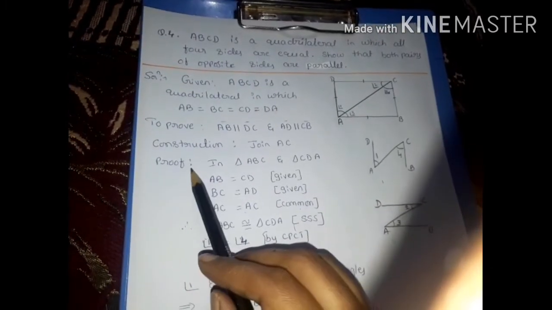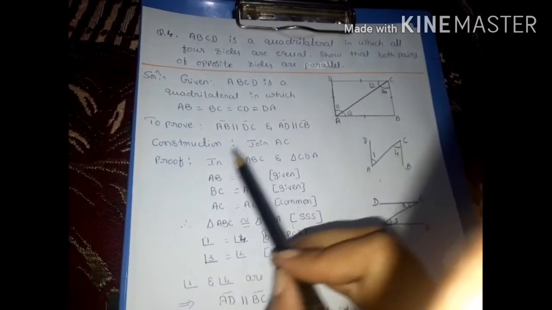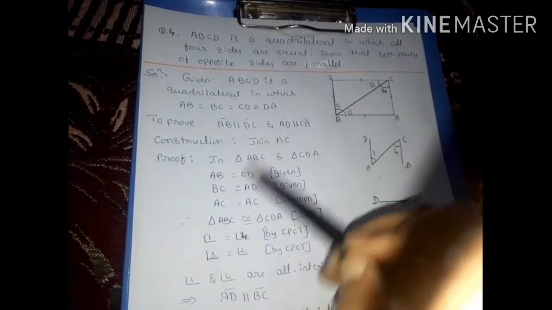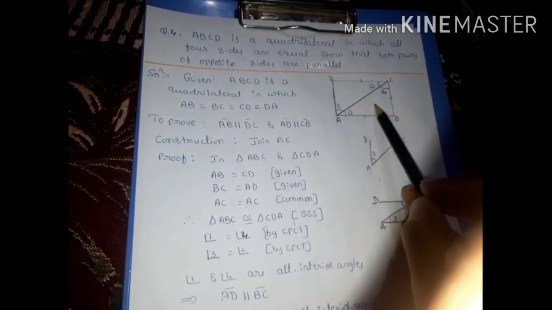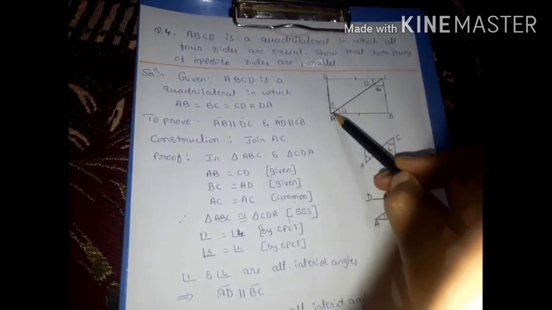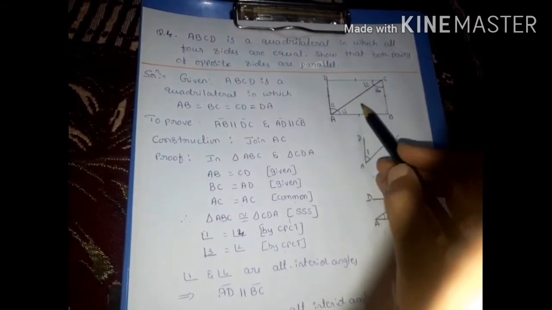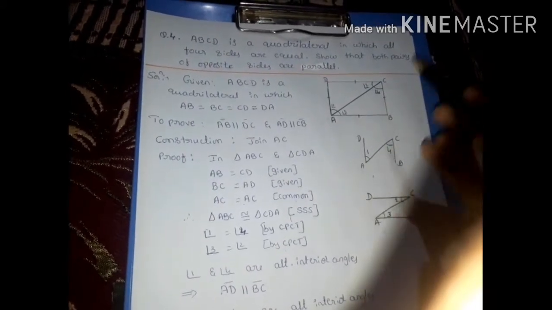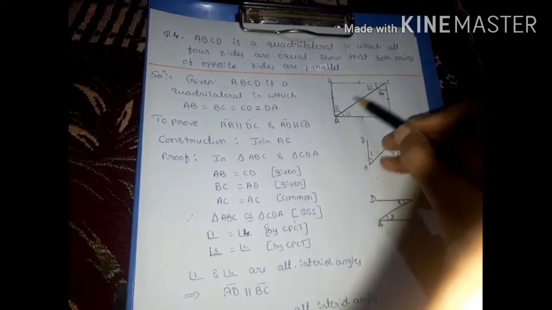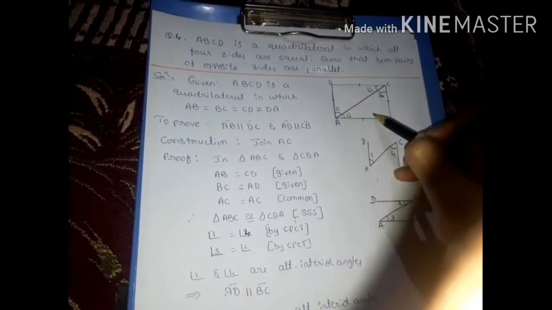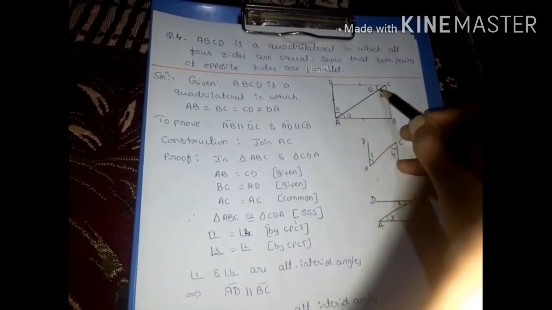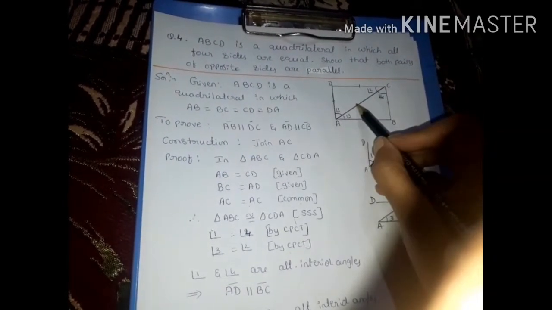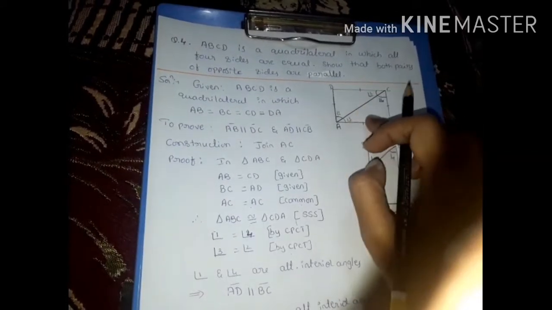Now to prove, consider triangle ADC and ABC. In the proof part, consider these two triangles. AB equal to DC, given. AD equal to CB, that is also given. And AC is common for both the triangles. Then by SSS condition, these two triangles are congruent.